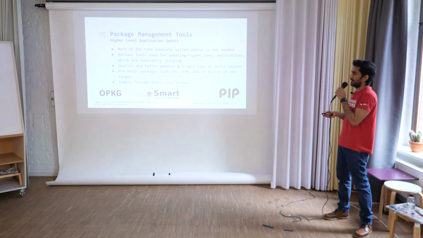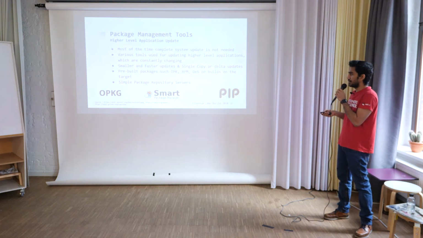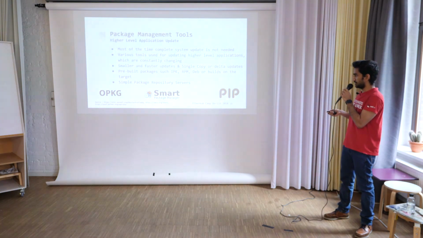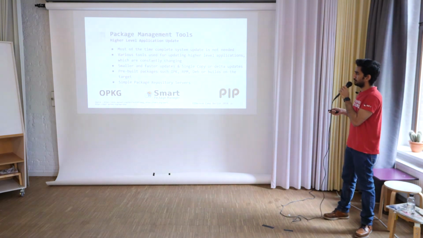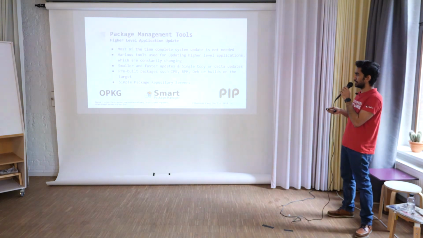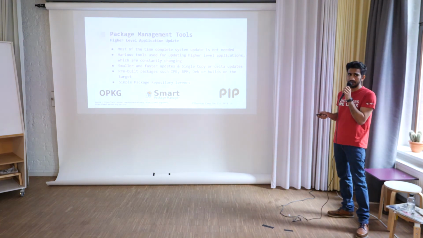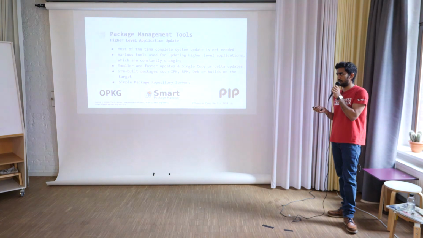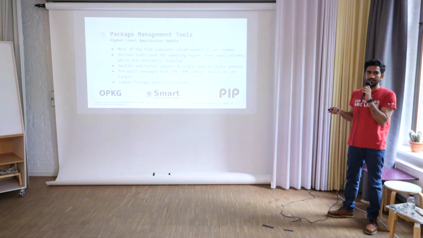And there are many tools like apt or aptitude or yum which are used. These things are very well used in embedded systems, OPKG and Smart and pip. So pip is for Python projects, and you can define in your Yocto build what packages you want to build, and based on that you can update the system. It's very simple to update. You just need a web server, put these packages there, and connect this, like with Debian apt.